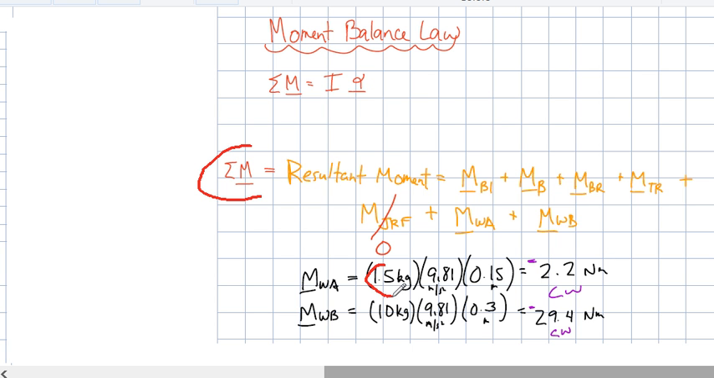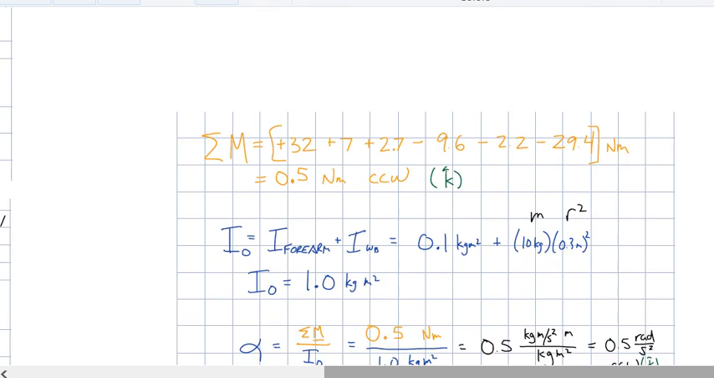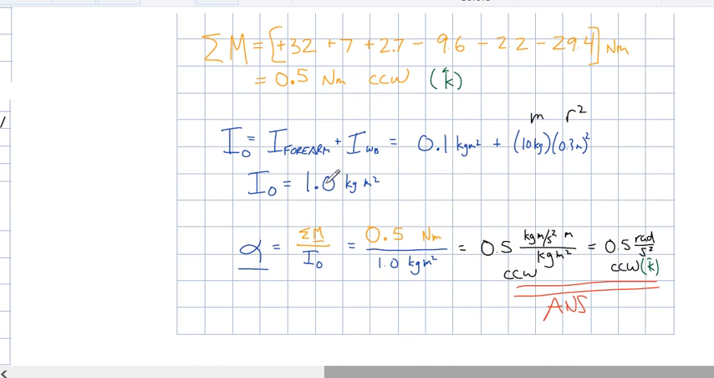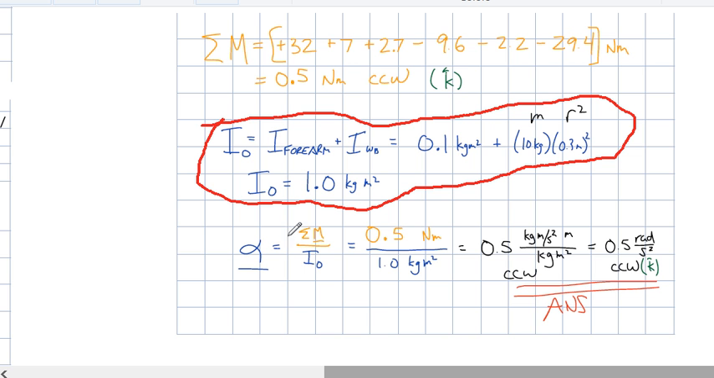Here, 1.5 kilograms is the mass of the forearm, 9.81 is the acceleration due to gravity, and 0.15 is the moment arm for the forearm. Similarly, for the barbell, 10 kilograms, 9.81 meters per second squared, and 0.3 meter moment arm. So those are contributions to the left-hand side. Here's the sum of the mass moments of inertia, and we calculate alpha.